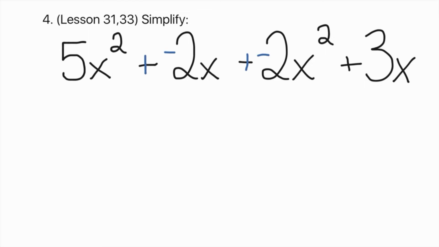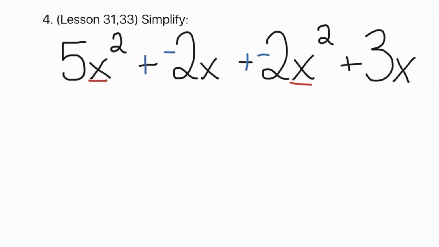With addition and subtraction, we can only combine like terms. So if you notice, I have an x squared and another x squared, and then I have a negative 2x and a plus 3x. So I can only combine those that have the same variable and exponent combination. So for example, the 5x squared and the negative 2x squared, those are like terms, and I can combine those. And I only want to combine the coefficients or the numbers in front.